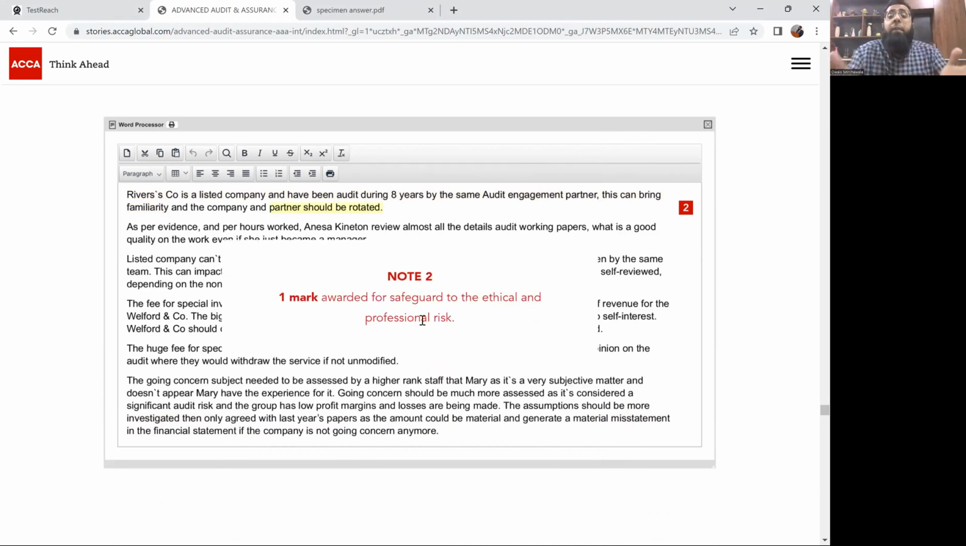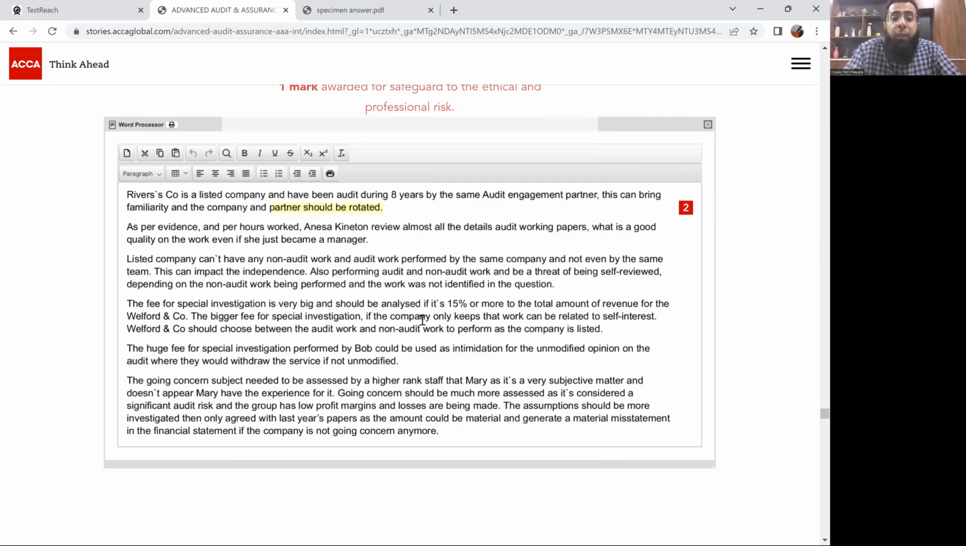Obviously he missed many of the points in this paragraph. He didn't refer to the requirement of the code of ethics, that 7 years is the maximum requirement. He didn't refer to the fact that we should discuss it with those charged with governance. He didn't question the firm's client acceptance policies and procedures.